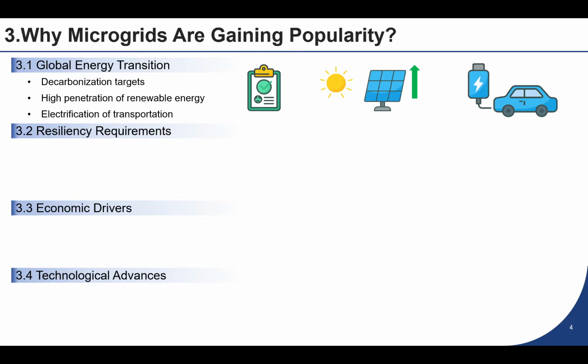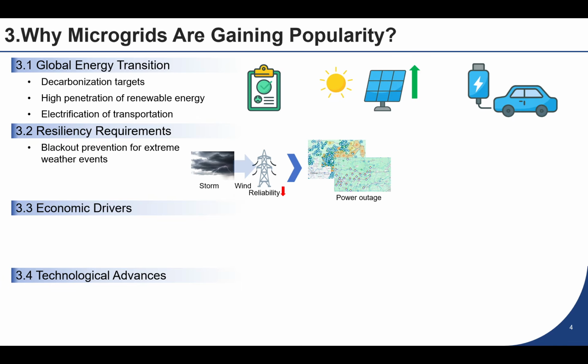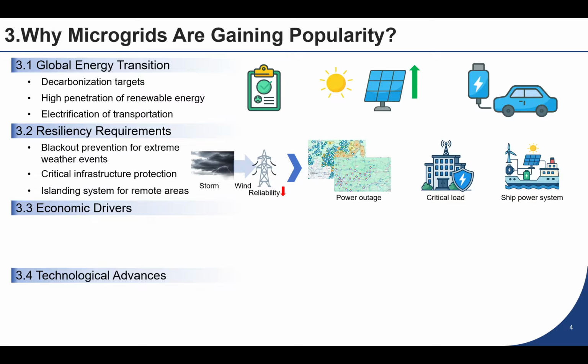Second, resilience has become a critical concern. Extreme weather events such as storms, strong wind, and wildfires are causing more frequent and widespread power outages. Microgrids can isolate from the main grid and continue supplying power, which is essential for critical infrastructure, including hospitals, data centers, and emergency services. In remote or islanded regions, microgrids also serve as independent systems to ensure reliable electricity access where traditional grids are difficult or impossible to deploy.